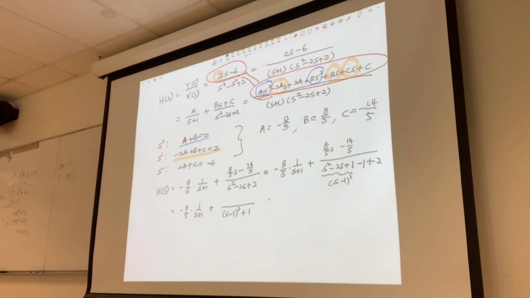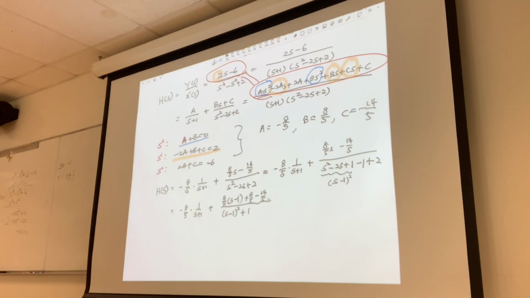And for the numerator, I'm going to factor out 8 over 5, then s minus 1. Since I subtract 8 over 5, I'm going to add 8 over 5 minus 14 over 5, so that they are equal. Why s minus 1? Because in order to apply the shifting property, we have to have s minus 1 in the numerator, then we have to have s minus 1 in the denominator. Vice versa. Since we have s minus 1 squared in the denominator, we have to have s minus 1 in the numerator. Yes. For the second one, we're trying to see the sine and cosine.